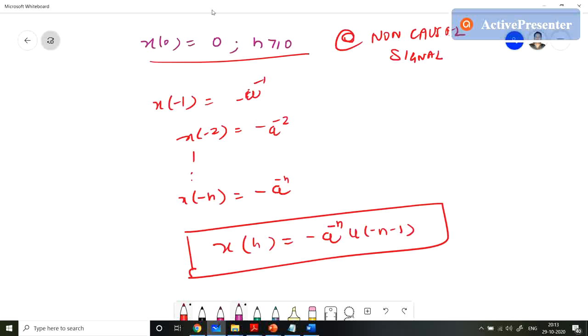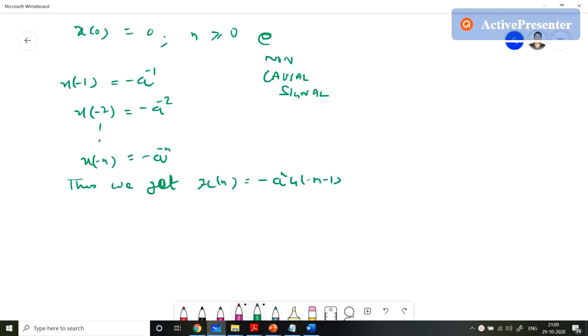This is our x[n] by using the power series expansion method. So by using the power series expansion method, we are getting minus a raised to the power... sorry, here we made some mistake. Let me check. We are getting x[n] equal to minus a raised to the power n u[-n-1].